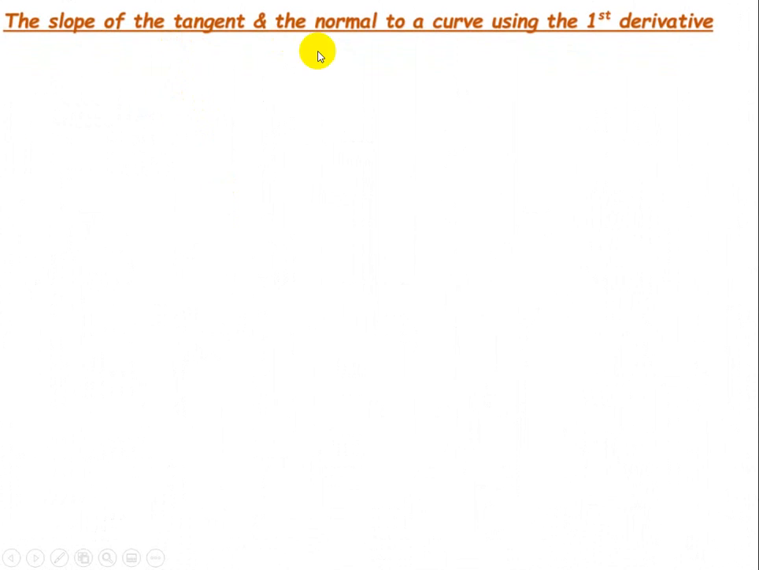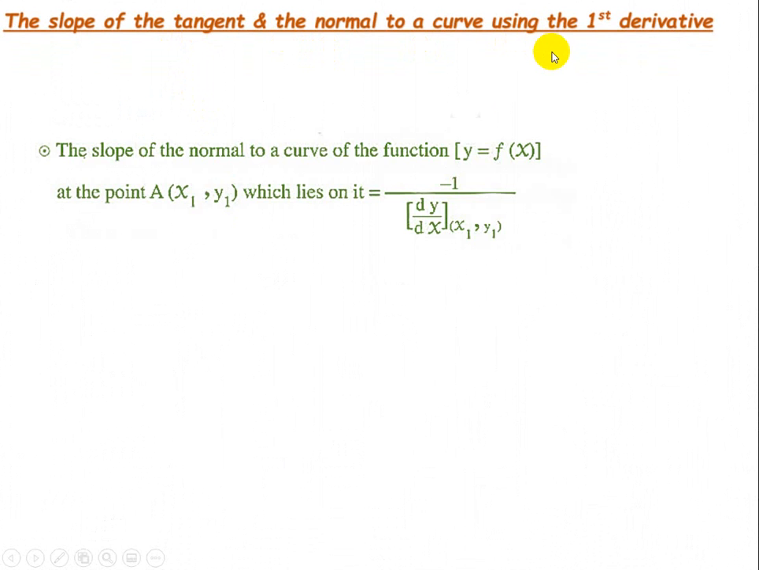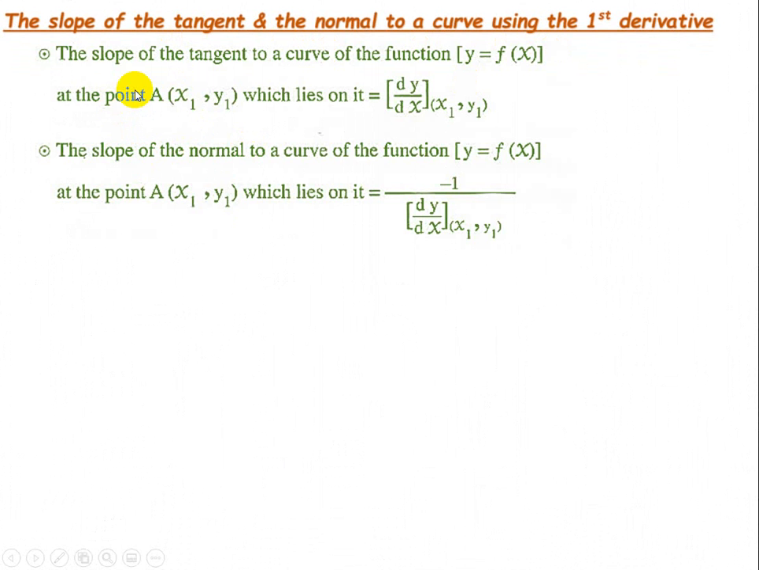The slope of the tangent and normal to a curve using the first derivative. The slope of the tangent to the curve of the function y equals f of x at the point (x1, y1), which lies on it, is dy by dx after substituting the point (x1, y1). The slope of the normal to the curve at the same point is negative 1 over dy by dx, which means negative 1 over m.